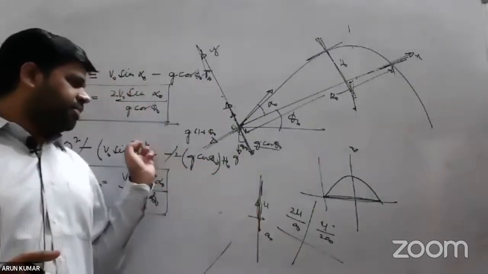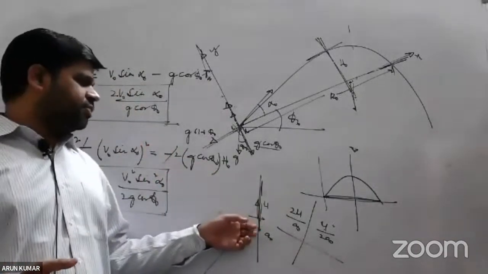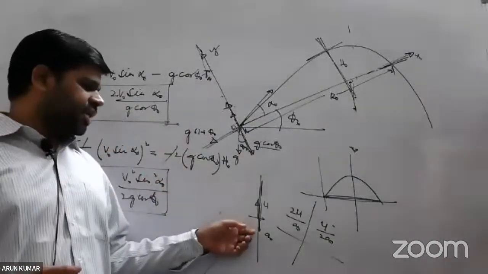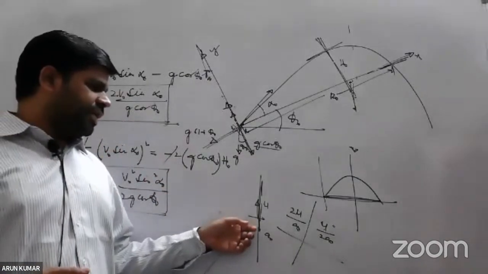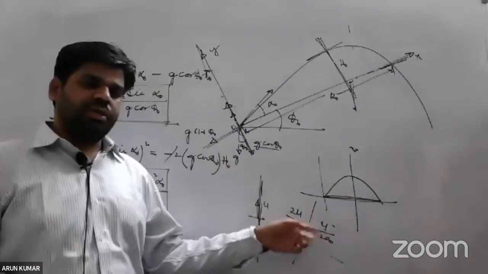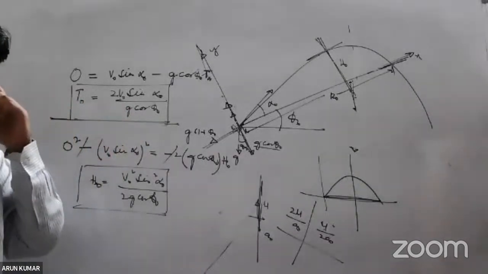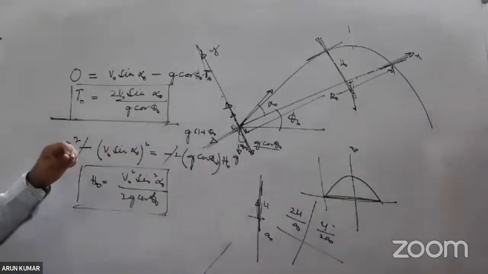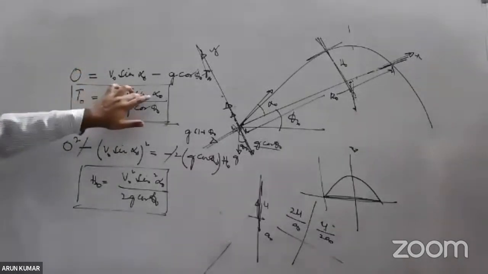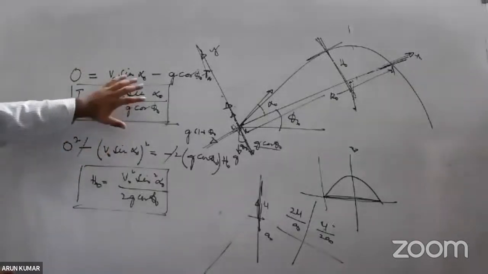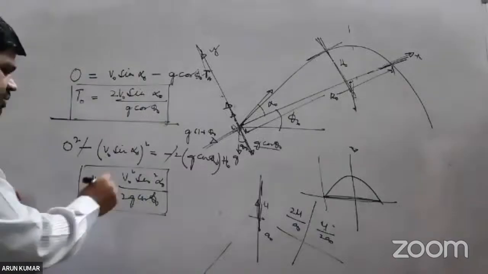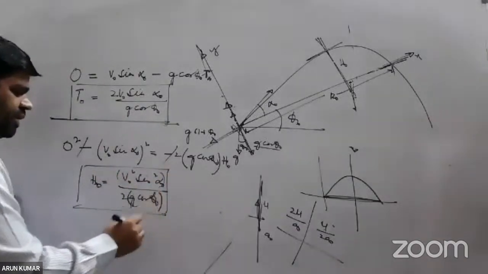See, this and this are the same. In a sense, this is constant acceleration motion, this is also constant acceleration motion along the y-axis. Under constant acceleration a, my time of flight is 2u by a, and maximum height reaches u square by 2a. Here also I'll write the same thing. 2u by a, where u is V naught sine alpha naught, and a is g cos theta naught. I get the time of flight. Maximum height is u square by 2a, where a is g cos theta naught.